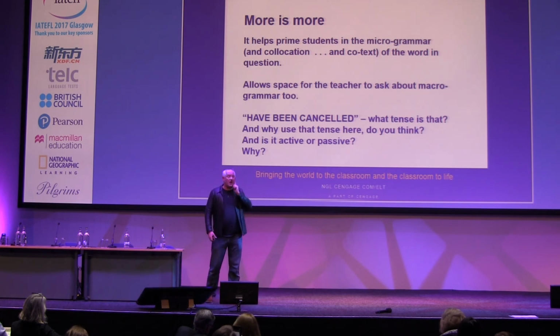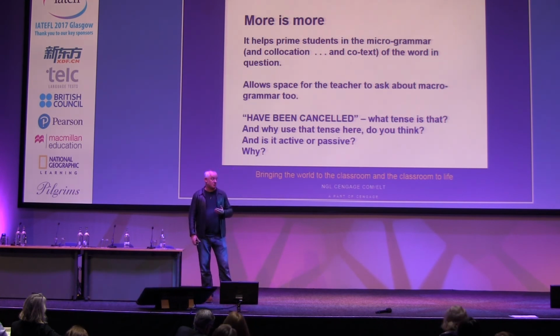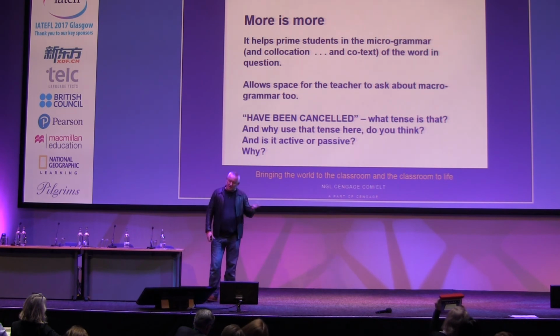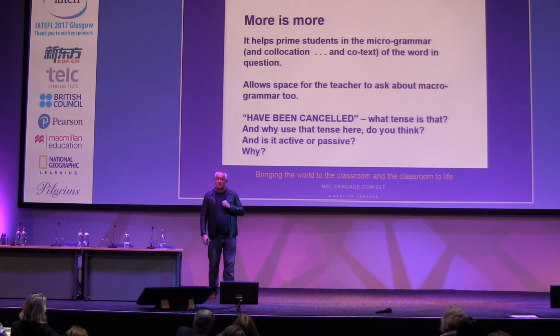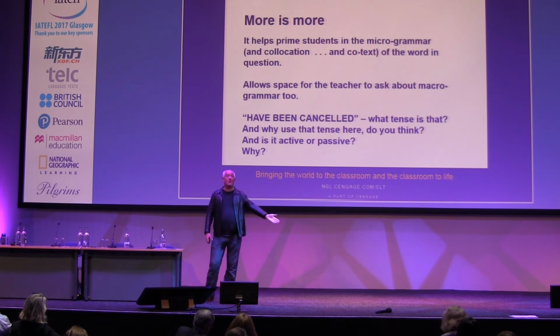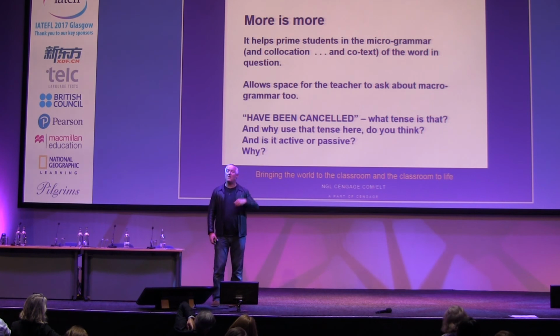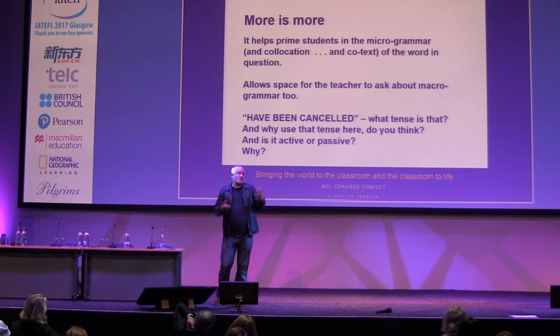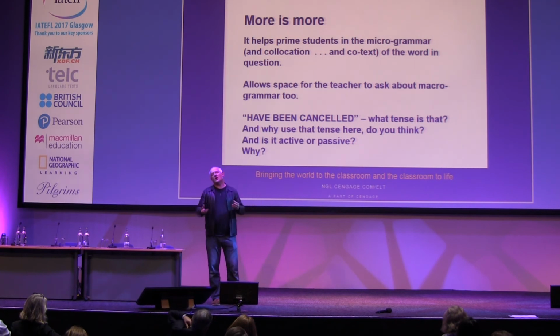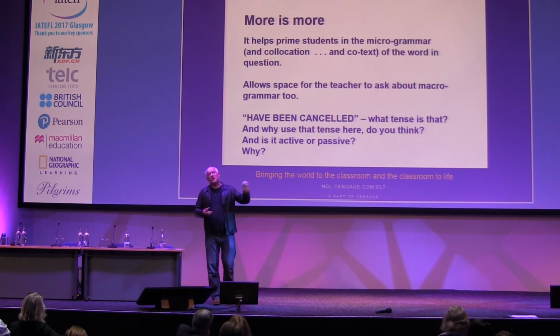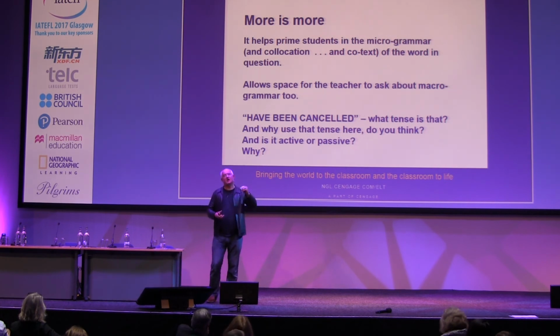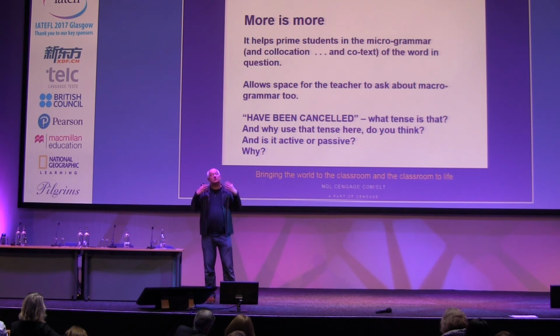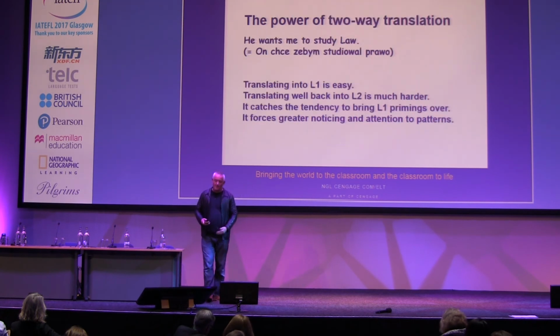So if you've got something like all flights out of Heathrow have been cancelled because of the fog, you can also ask things like, what tense is it? Present perfect. Good. Why? From the past to now. Good. Active or passive? Passive. How do you know? Have been cancelled. Good. Who by? Air traffic controllers, someone like that. So even though you're looking at the micro-grammatical features of an individual item, you can also loop back to the big grammatical stuff that students often perceive as grammar.